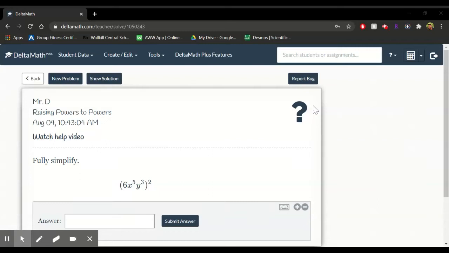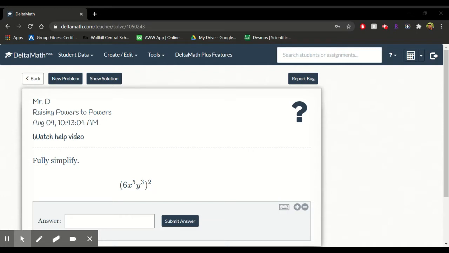In today's video, we're going to be raising powers to powers. So we're going to have a term with an exponent on the outside. And depending on this exponent is how many times we're going to expand what's inside the parentheses and then use the rules that we were taught on how to multiply powers.